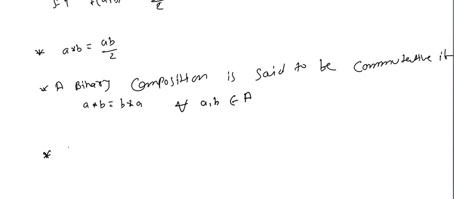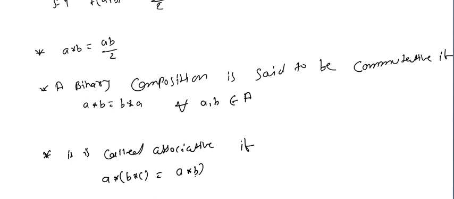And also, a binary operation is called associative. What is the condition of associative? a star b star c is equal to a star b star c, for all a, b, c belongs to set A. Clear? So a binary operation is said to be commutative if a star b is equal to b star a. A binary composition is said to be associative when a star (b star c) is equal to (a star b) star c.